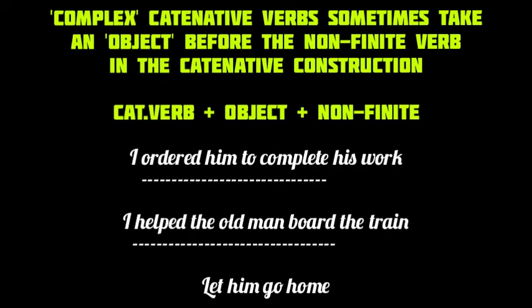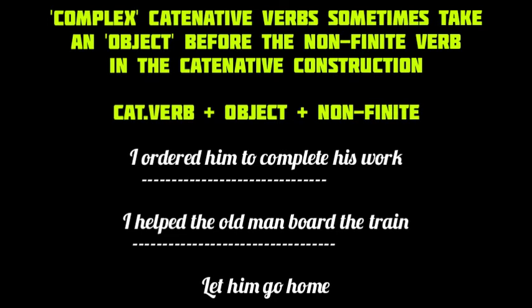So far, I have been talking about simple catenative verbs. But what about complex catenative verbs? When a catenative verb has an object before the non-finite verb it combines with, it's called a complex catenative verb. So the structure of a complex catenative verb is catenative verb plus object plus non-finite verb.